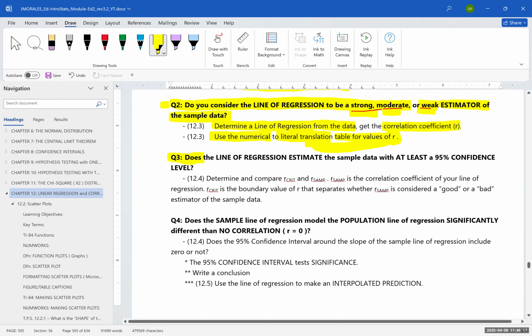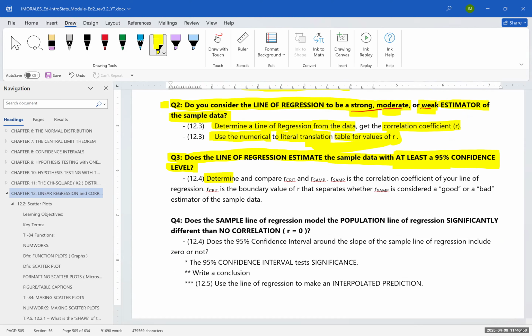Question 3 then is, does the line of regression estimate the sample data with at least a 95% confidence level? Okay, so now this is the point where we try to determine whether the line of regression is high enough quality, gives us a high enough confidence that we can use it. Just because it exists doesn't mean it's worthy to be used. We need to pass it through kind of like a rigorous test. And if it passes that test, then it can be used.